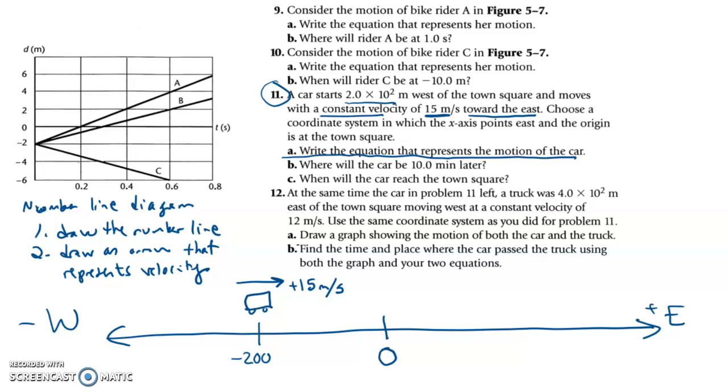When you get to question number 12 and it says draw a graph showing the motion of both the car and the truck, really the first thing you should do, it doesn't ask you to do it, is write a position equation for the truck in order to make that graph. So try to draw what's going on with the truck on the same number line. They give you information about the truck's motion up here. Draw that in on this number line, and that should help you to make the equation for the truck. So that's the main thing I wanted to show you.